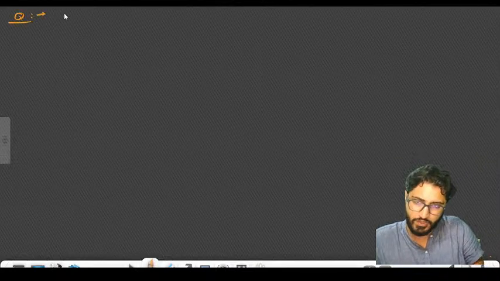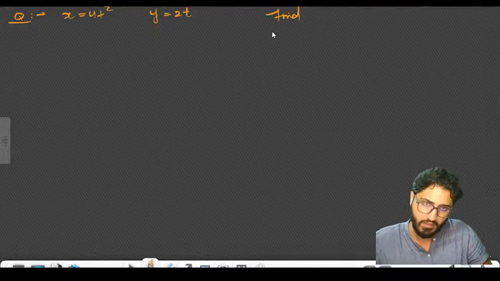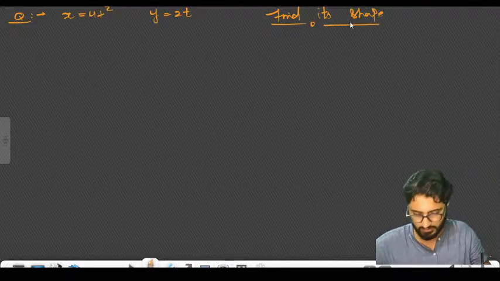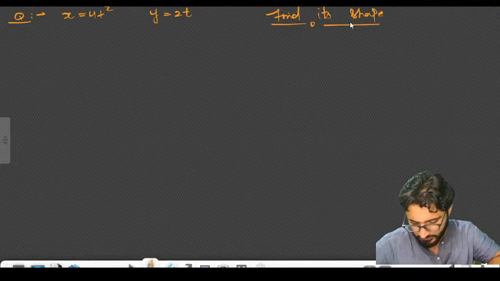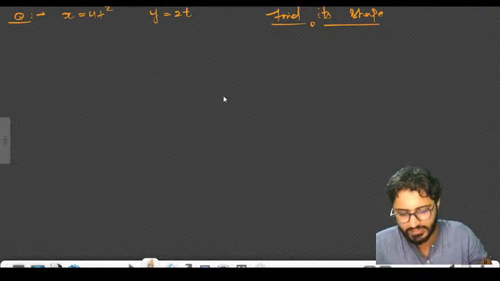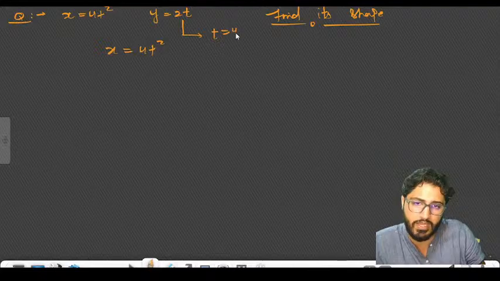Look now. We have a numerical. The numerical is x equals 4t square, y equals 2t. Find its shape, its geometry. Straight line, ellipse, circle. We have to find its shape. Okay, how can we do it? What is x? Sir, x equals 4t square. What is t from here? Sir, t equals y by 2.